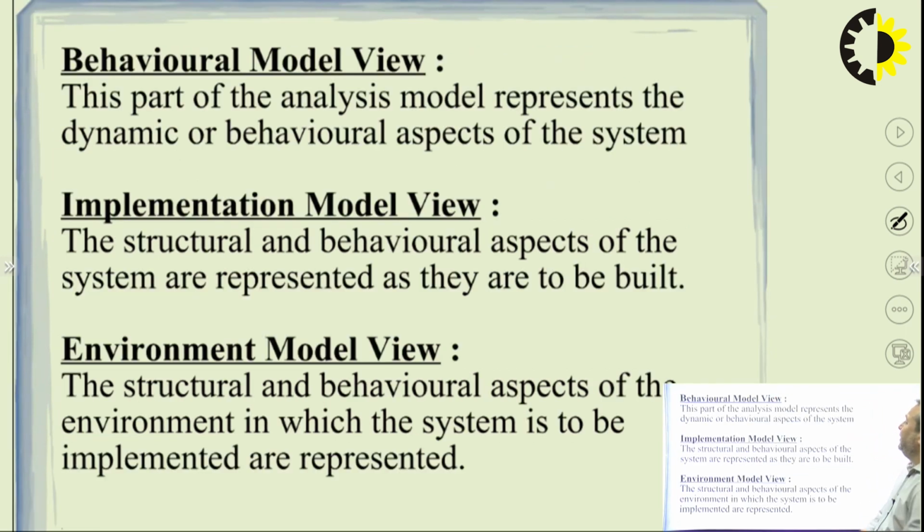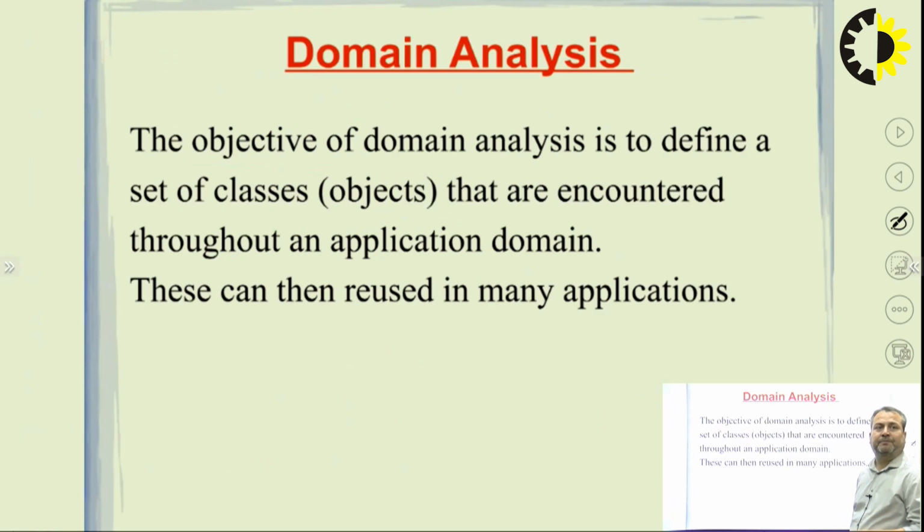Behavioral model means this part of the analysis model represents the dynamic or behavioral aspects. Dynamic means changing from time to time. Implementation model view: the structural and behavior aspects of the system are represented as they are built. Environmental model view is what? Structural and behavior aspects of the environment in which the system is to be implemented are represented in the environmental model view.